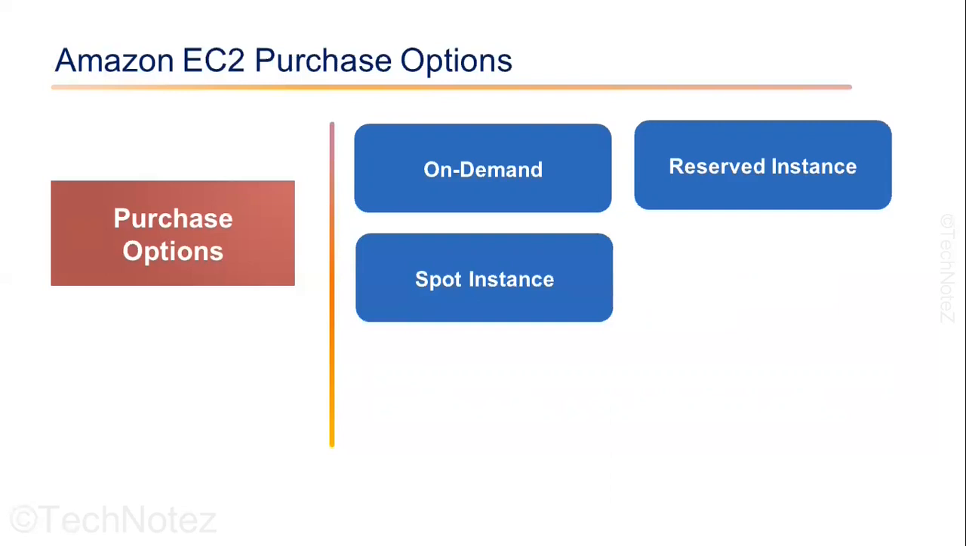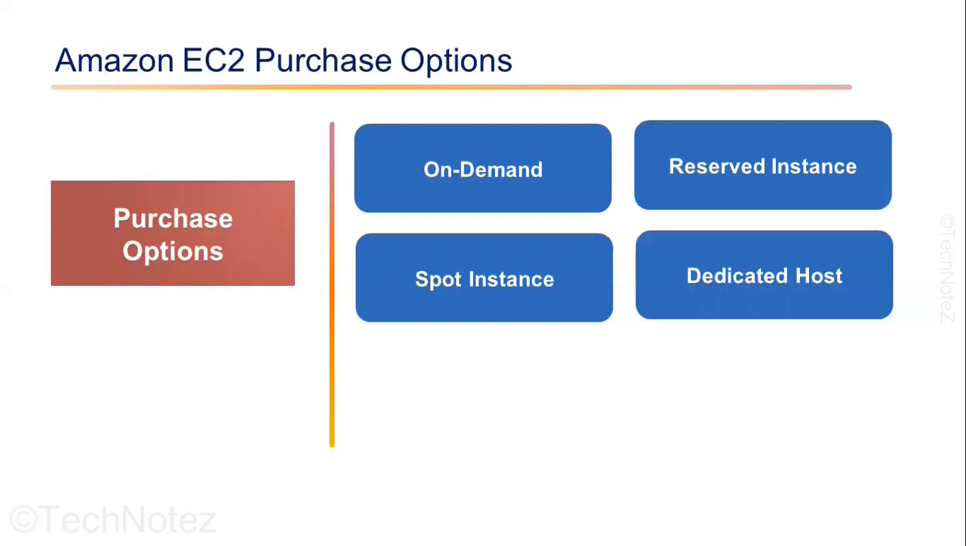Spot instances. Bid on spare EC2 capacity and only pay the current spot price, which can be significantly lower than on demand or reserved instance prices. This option is best for users who have flexible workloads and can tolerate interruptions. Dedicated host reserves a physical host for your instances, and you pay for the host and instances separately. This option is best for users who need full control and visibility over the host where the instances are running on.